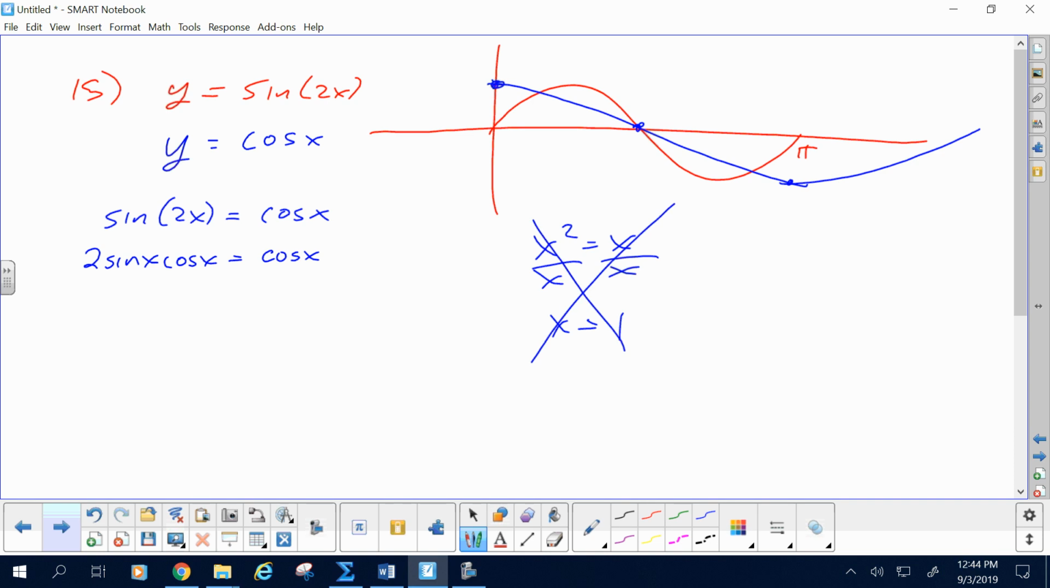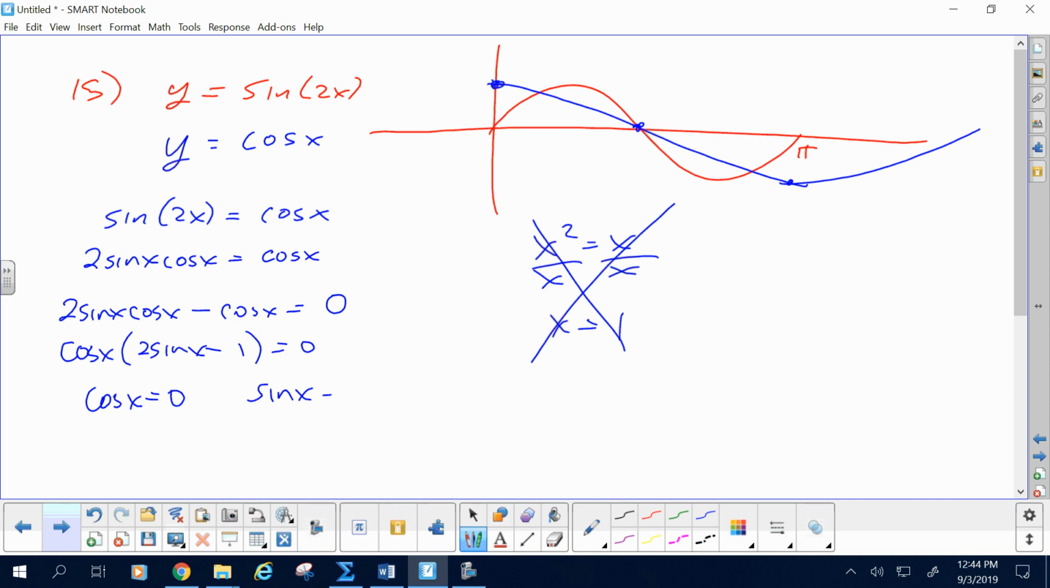The appropriate way to do this is to move everything to one side and factor out a cosine. So you get solutions where cosine is 0 and sine is 1/2. All right, where's cosine 0? It's generally tons of places. Pi over 2, 3 pi over 2, and so on. But 3 pi over 2 is outside of the designated range. I think they said pi over 6 to 5 pi over 6, yeah? Okay.